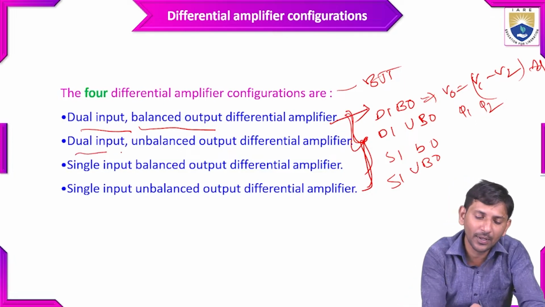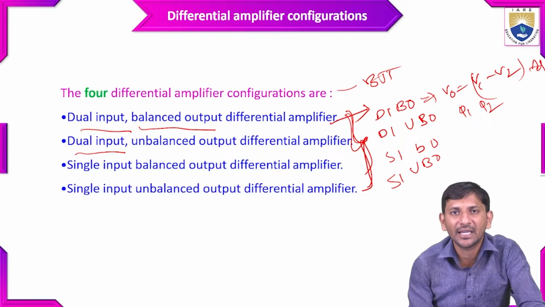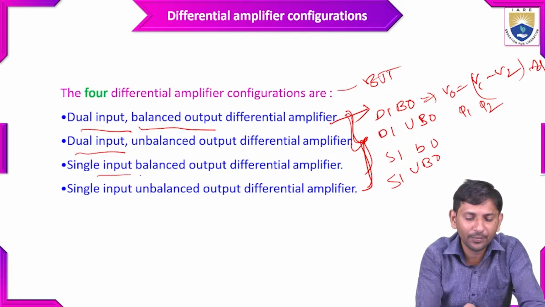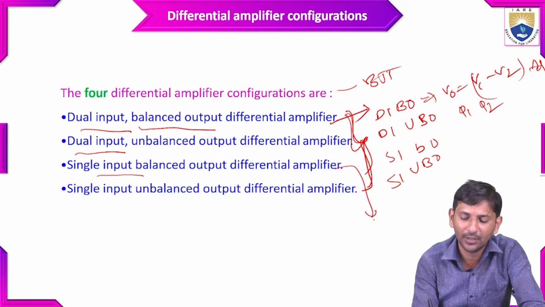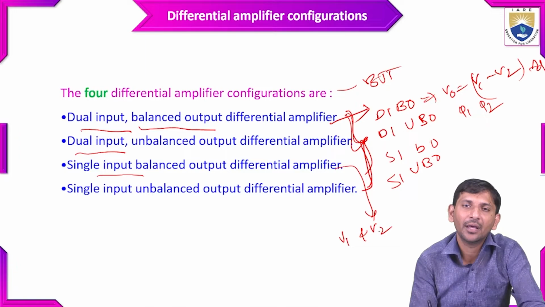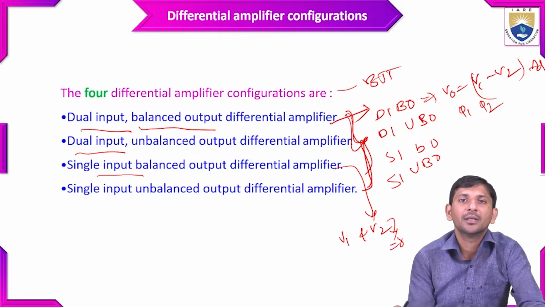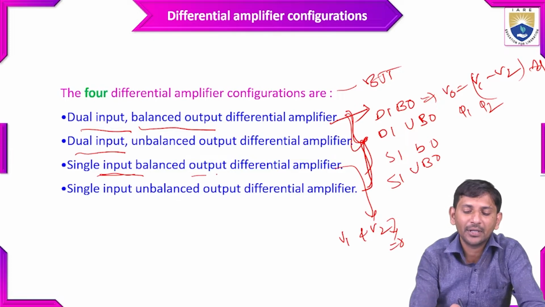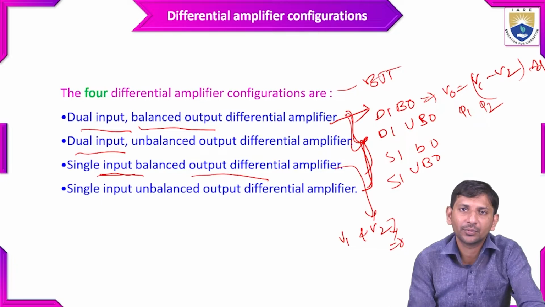Here we give the dual input, the same inputs, but the output will be observed only across one of the collector pins of your Q1 and Q2 transistors. And next, a single input balanced output differential amplifier. Here we give a single input, where we apply only either V1 or V2 as the input. The remaining one by default becomes grounded, equal to 0. Here we give only a single input, and we observe the output difference between the two collector pins of the Q1 and Q2 transistors.